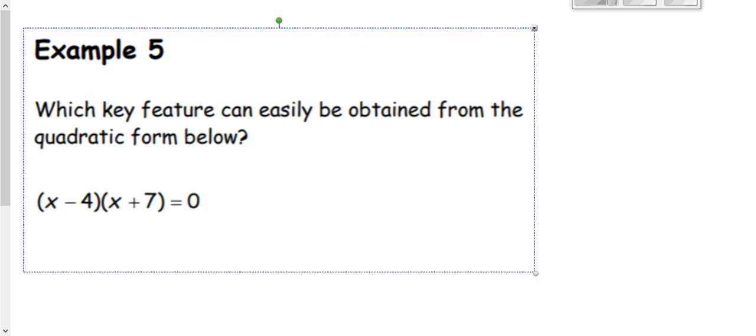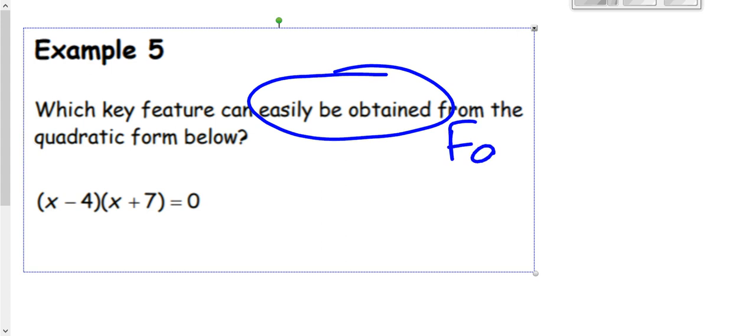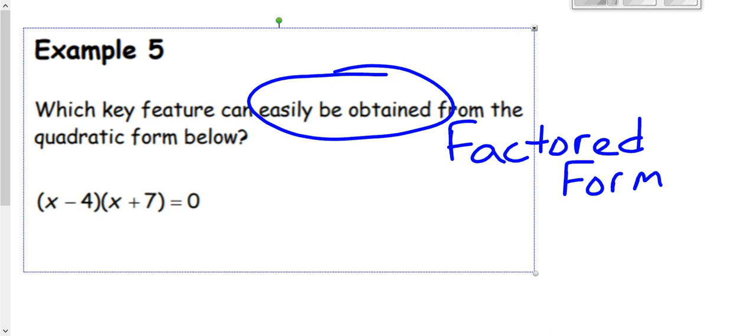Example 5. What key feature can easily be obtained? Awesome. So this one, hopefully you remember which form this is. This is factored form. These are two binomials multiplying, and so this is factored form.